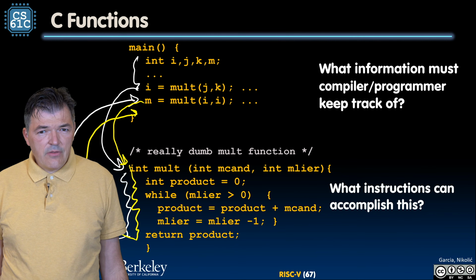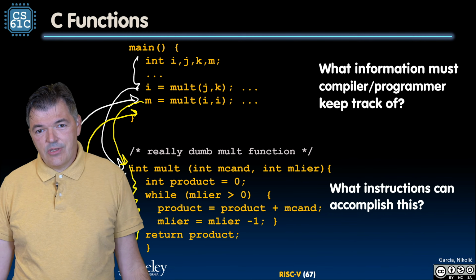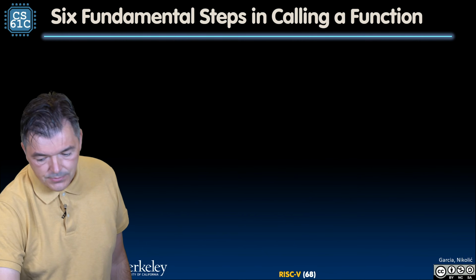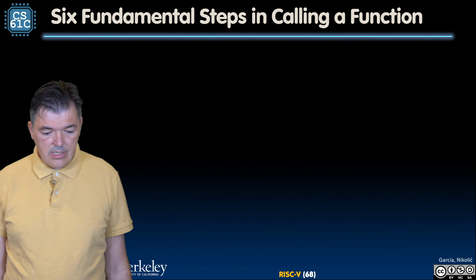So what kind of RISC-V assembly code should be used for this? Well, I already said it. These should be different kinds of jumps. So let's get to that.